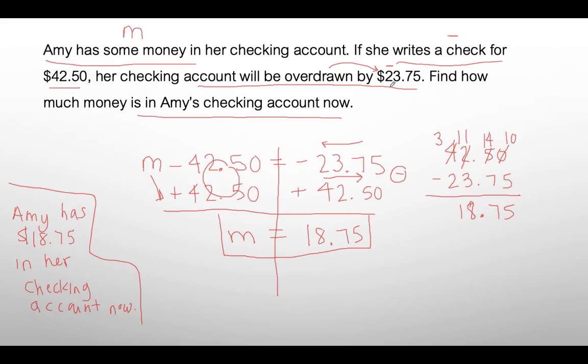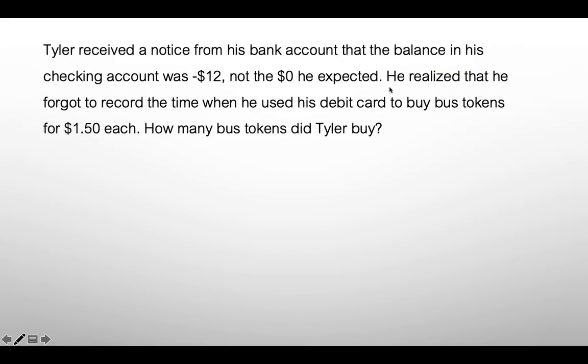So let's go ahead and take a look at one more problem. This one says Tyler received a notice from his bank account that the balance in his checking account was negative $12, not the zero that he expected. He realized that he forgot to record the time when he used his debit card to buy bus tokens for $1.50 each. How many bus tokens did Tyler buy?